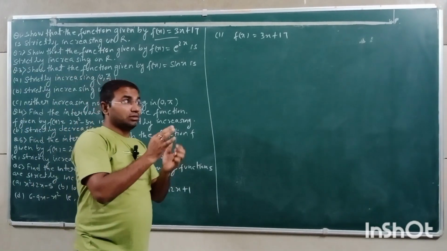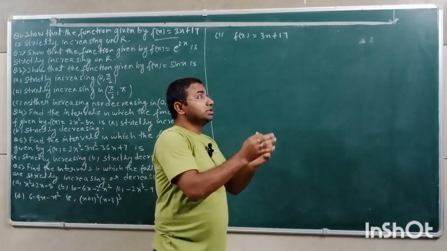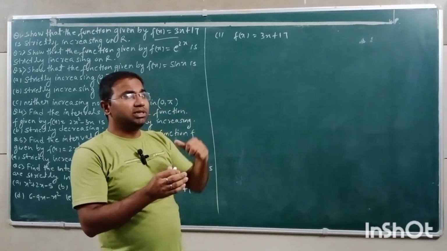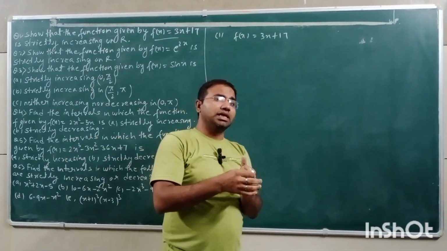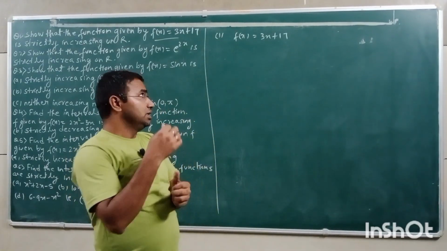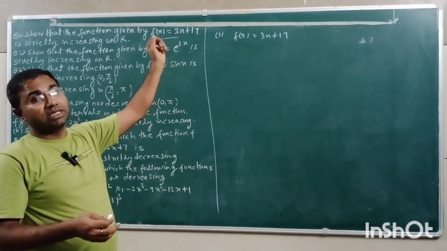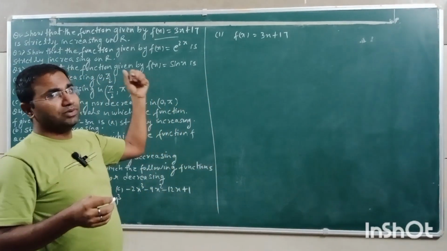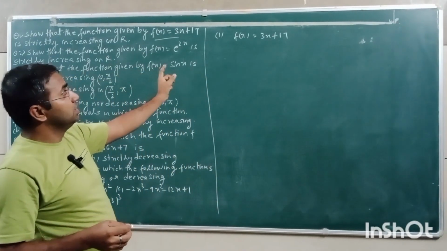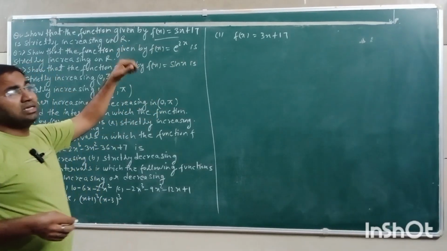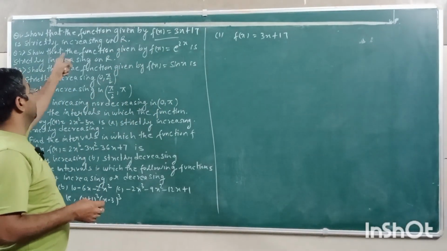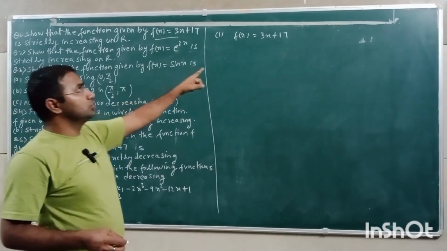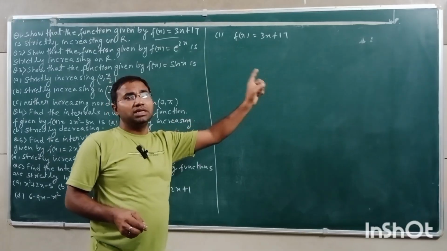Then we will see whether the value is coming negative or positive. If negative, less than 0, the function will be decreasing. If greater than 0, a positive value, then we say the function is increasing. So we will differentiate this. Here we have to show it is strictly increasing on R, so we will show that the value of the derivative is positive.